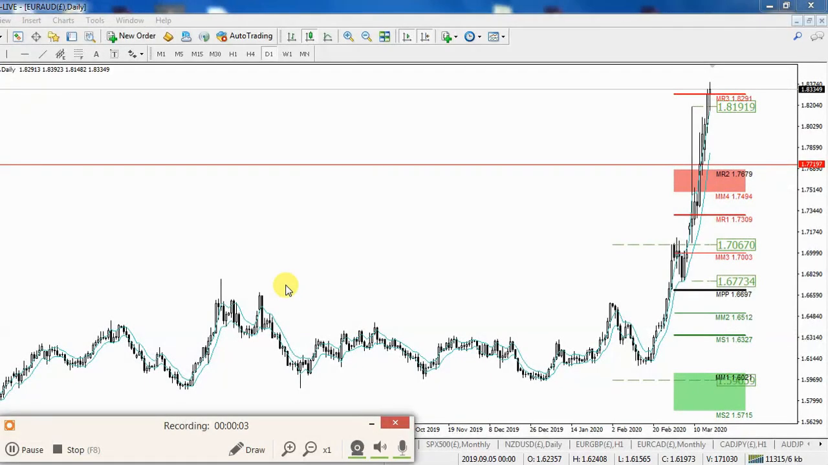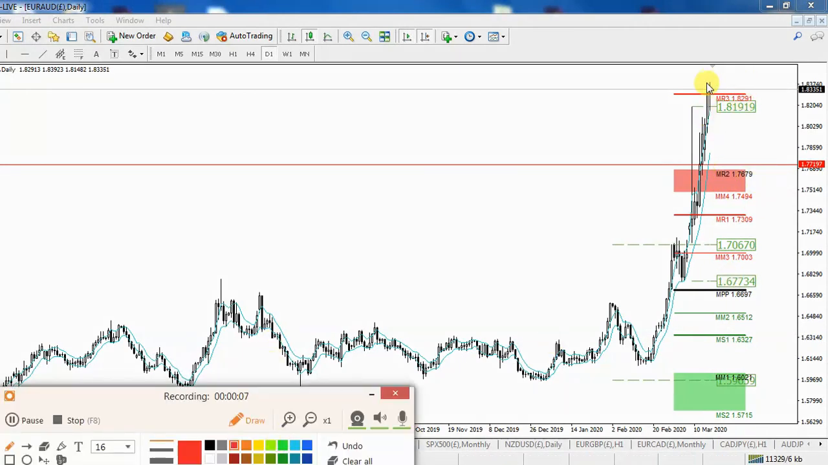Let's continue with the euro against Australian dollar, starting with a daily chart. And yesterday we can see the price came up and attempted to break this zone where this monthly R3 is, but then it went down and closed just below this level.